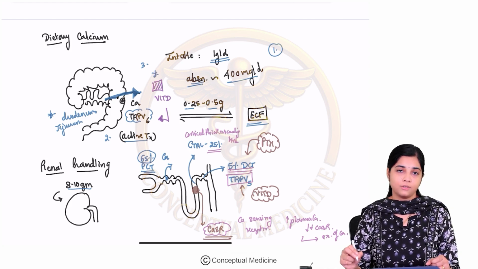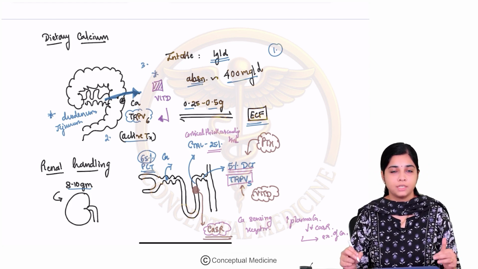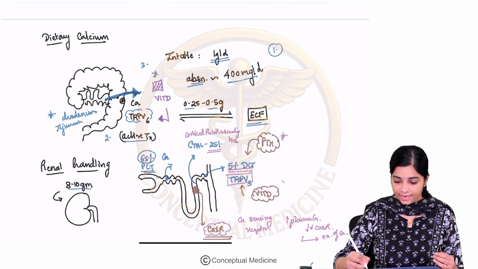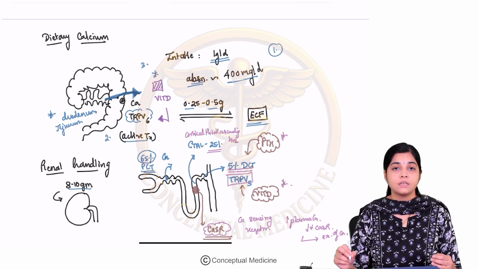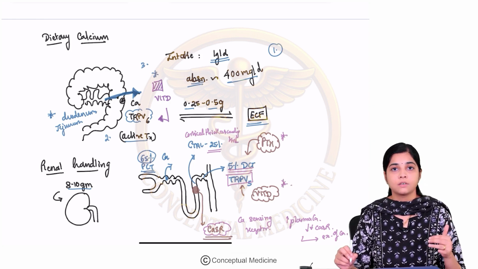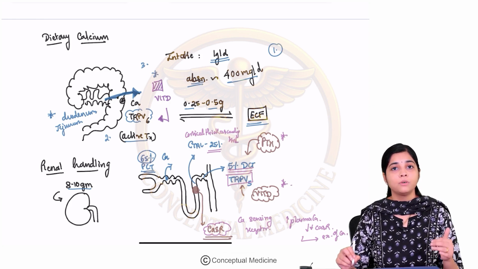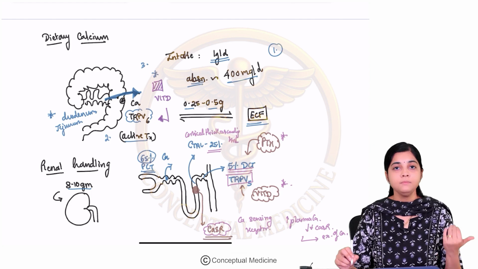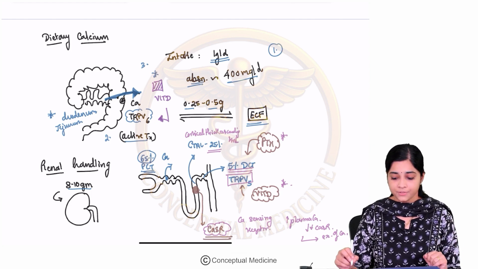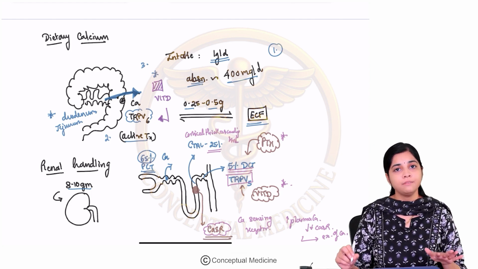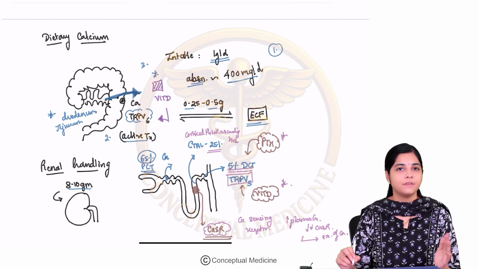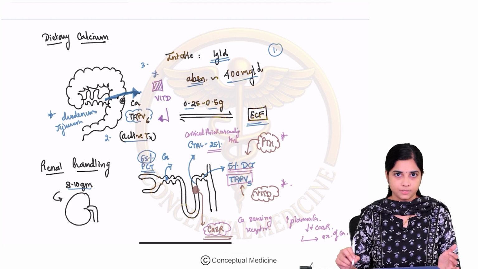Now, 5% of calcium is absorbed from the DCT, and this is again via active transport via another ion channel, which is your TRPV5. TRPV6 we saw in the intestine, TRPV5 in the kidney. And here both PTH and vitamin D act at this level in the distal convoluted tubule, and both PTH and vitamin D increase the calcium absorption from the DCT. Okay, so this is under the influence of PTH and vitamin D. Fine. So this is about your very basics of calcium homeostasis.